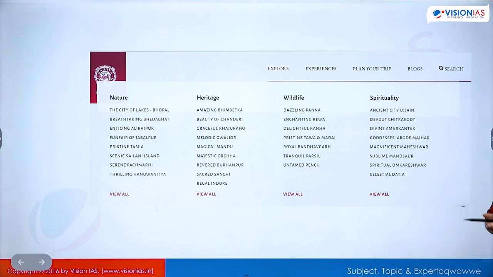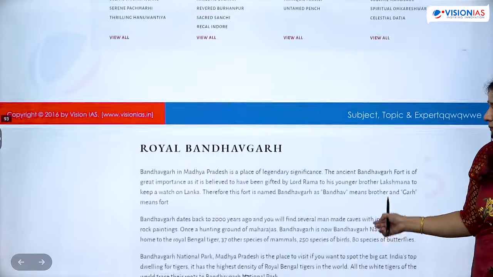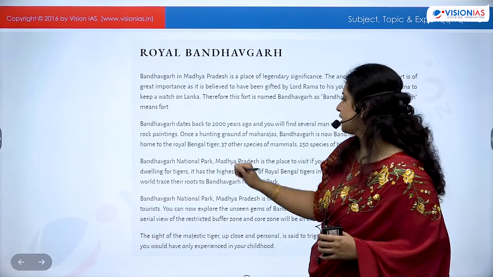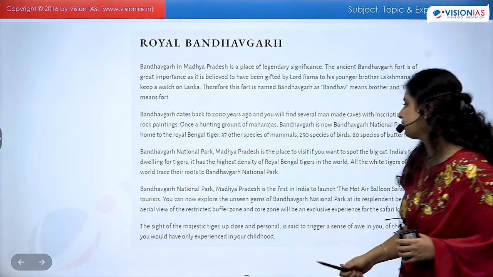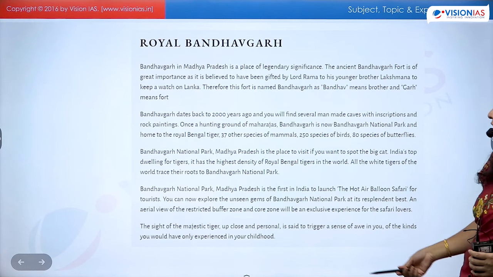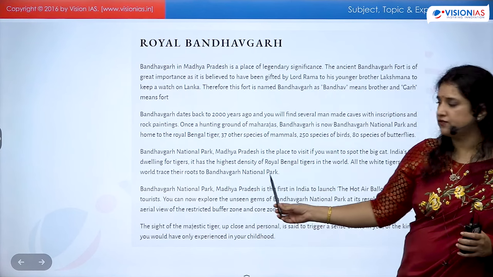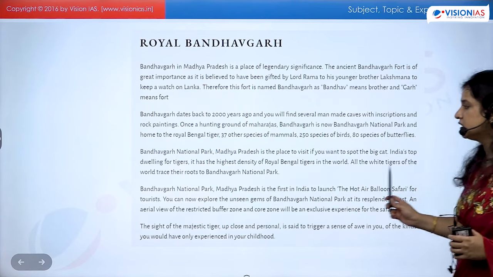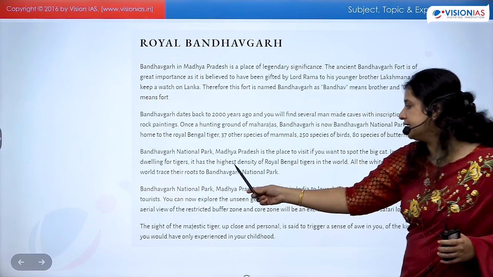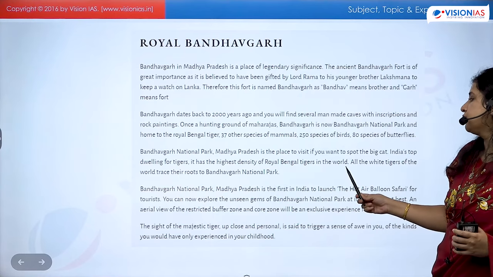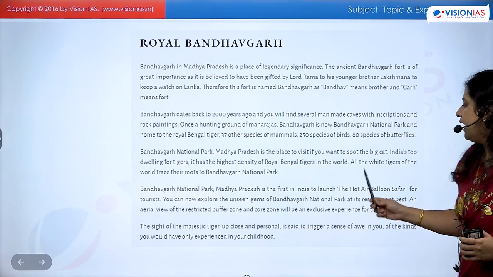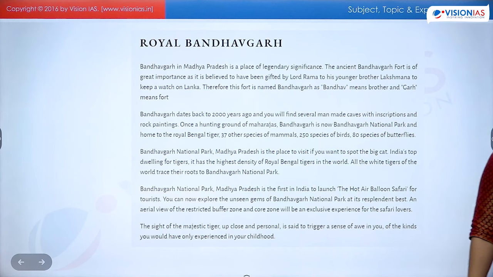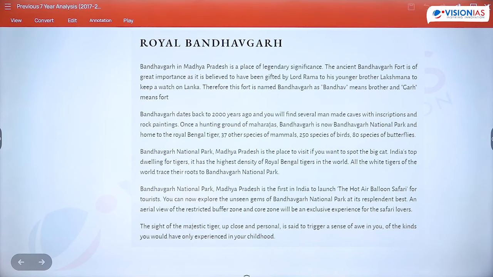Okay, or if there is any other characteristic of that particular place. So, for example, Royal Bandhavgarh. I don't know whether this is true or not, just verify this, but when this screenshot was taken, it says that India's top dwelling for tigers, it has the highest density of Royal Bengal tigers in the world. And all the white tigers of the world trace their roots to Bandhavgarh National Park. This is written on their website.